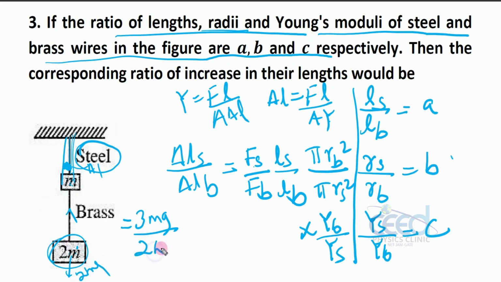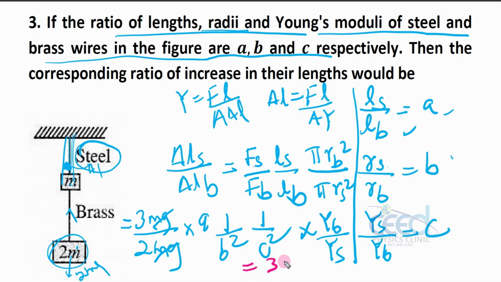Then we can write 2mg into Ls by Lb. Ls by Lb they have given, that is a. And Rb by Rs: Rs by Rb they have given, then Rb by Rs is 1 by b, and it is the whole square, so 1 by b square. Now Yb by Y is equal to 1 by c square. Then mg cancels. Then what is the final answer? That is 3a divided by 2b square c square.